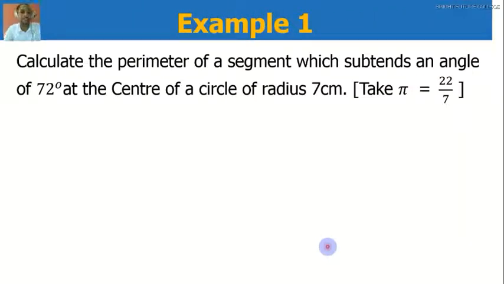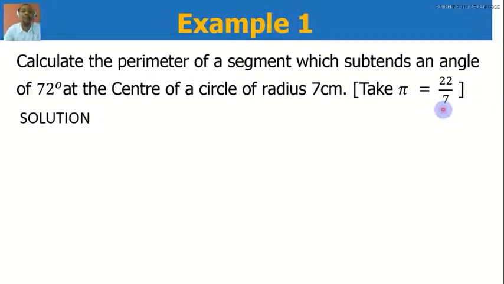Let's consider example 1. Calculate the perimeter of a segment which subtends an angle of 72 degrees at the center of a circle of radius 7 cm. Take pi to be 22 over 7. In fact, throughout the calculations we are going to do, pi will always be 22 over 7.